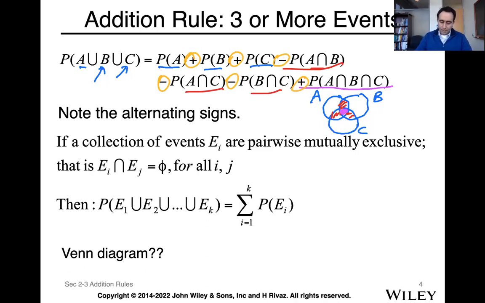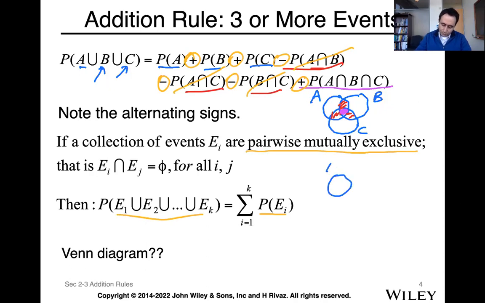So if the intersection between the sets is zero, meaning that if the sets are pairwise mutually exclusive, all of these terms cancel out, right? So to find the probability of union, that's an easy case. In this case, all we do is just add up the probabilities, right? And the Venn diagram for this case would be something like this.